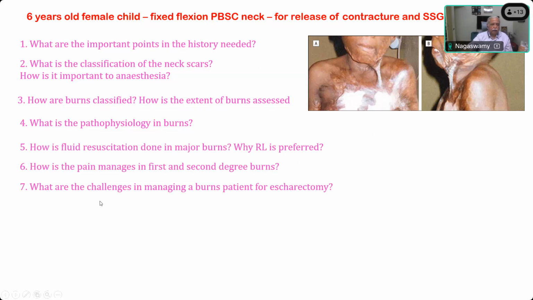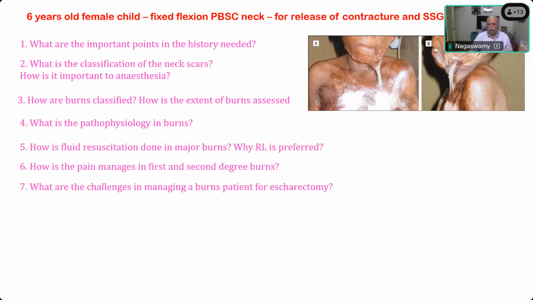Okay. And the challenges in managing burn patients for escharectomy. Initially, when the burn occurs, the majority of the tissues are destroyed and they become non-viable and they start separating. That is called the eschar. So what are the challenges in managing a burn patient for the removal of the dead tissue, or escharectomy?